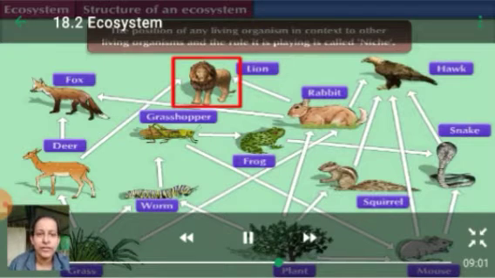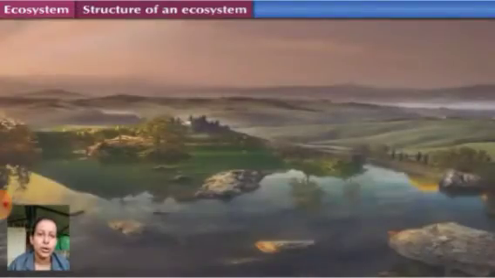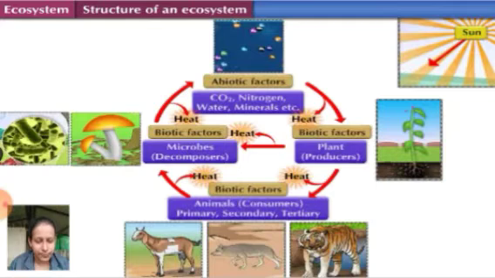Now we have learned what is meant by niche. Now once we know the components and structure of the ecosystem, let us look at this picture over here, which shows the interaction among the factors of an ecosystem.